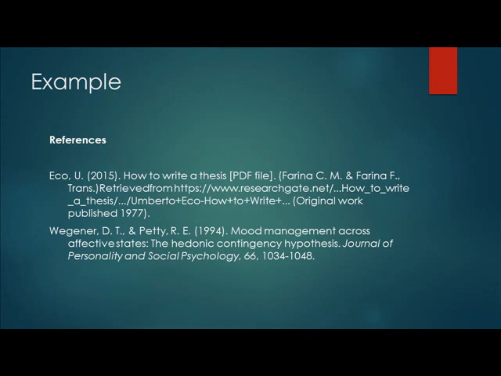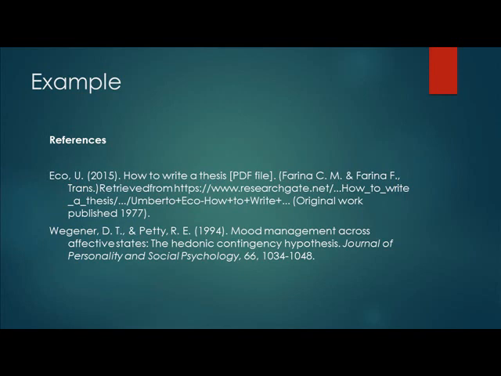So the first one, as you can see, is an electronic source. So Eco, U. That is the last name, Eco, and then the initial just for the first name, U. Just a letter, with a full stop, and then the year in brackets, full stop. And then comes the name. And then you say that this was a PDF file that I found. And then after that, you put in the authors of said PDF file and then "Retrieved from".